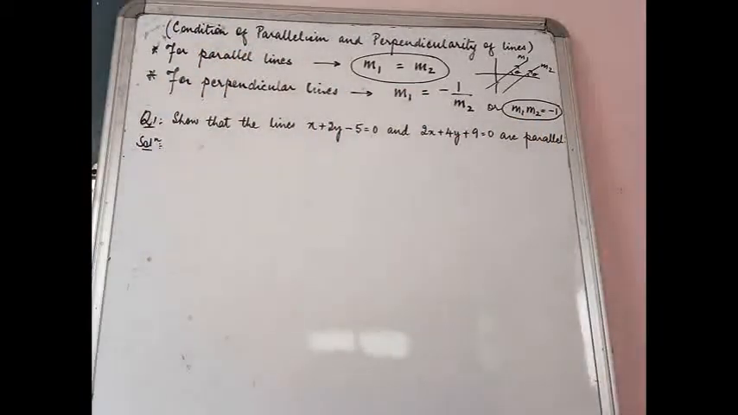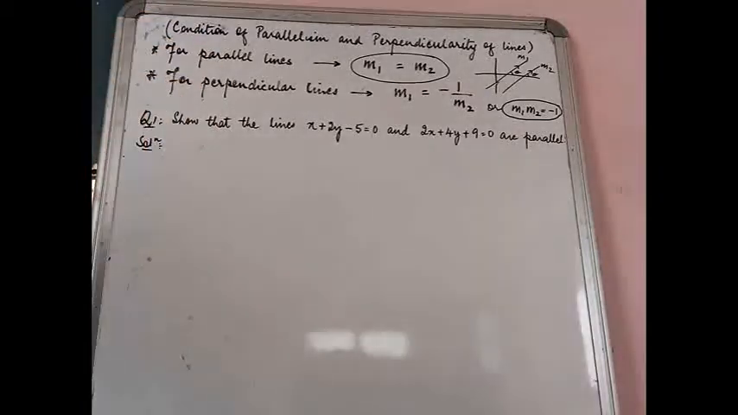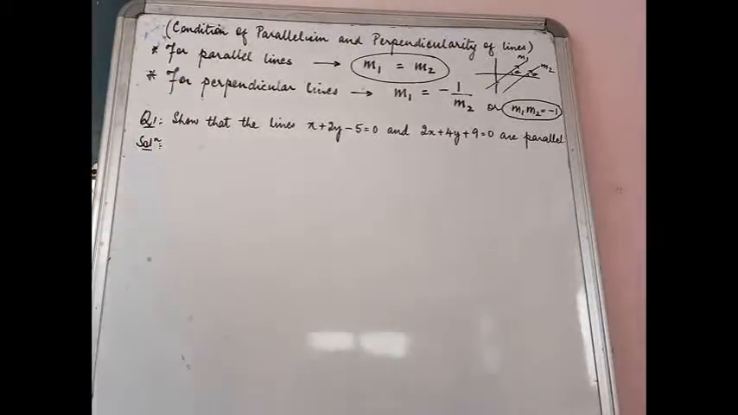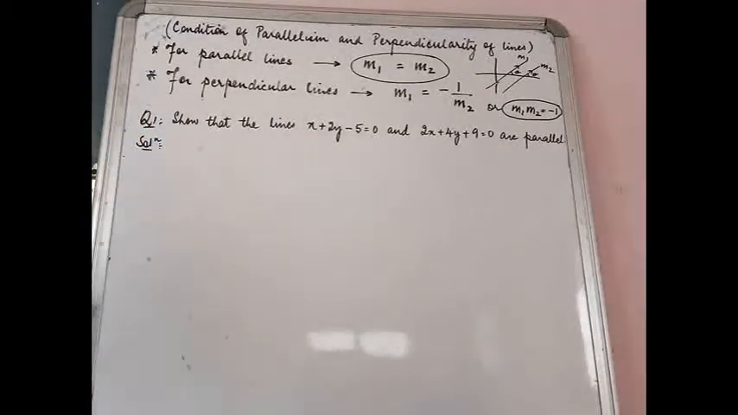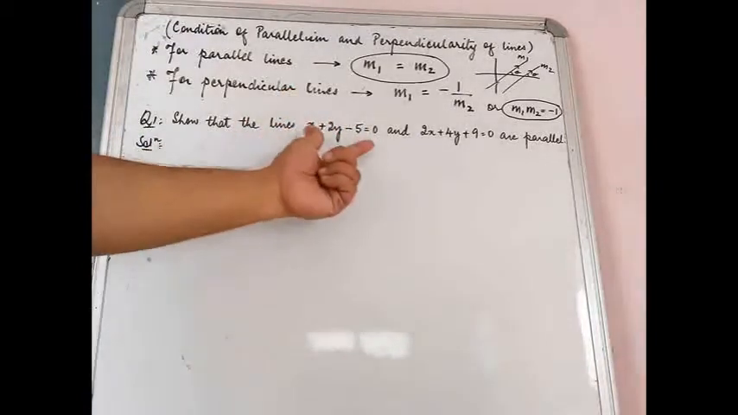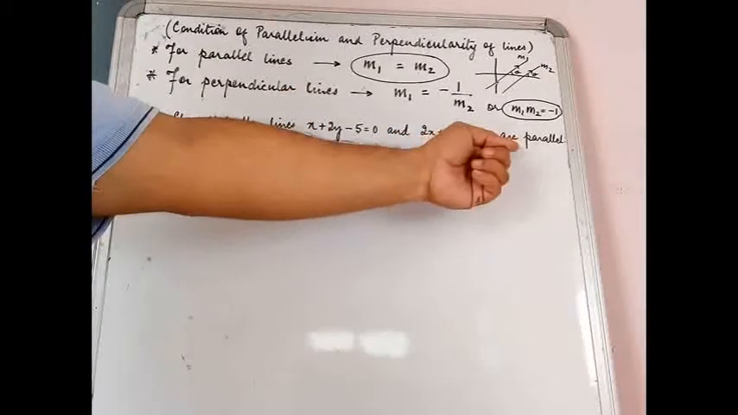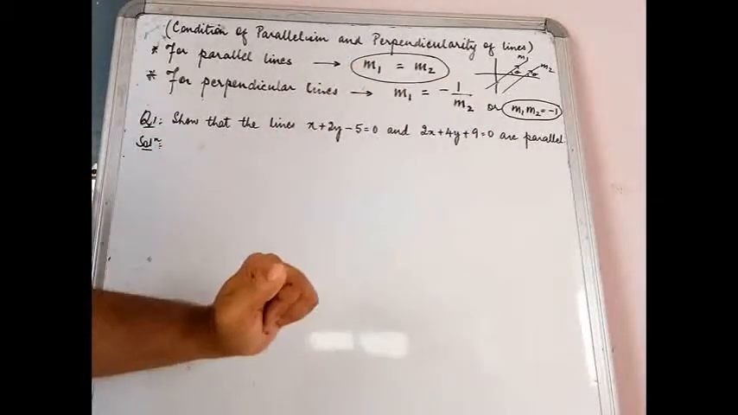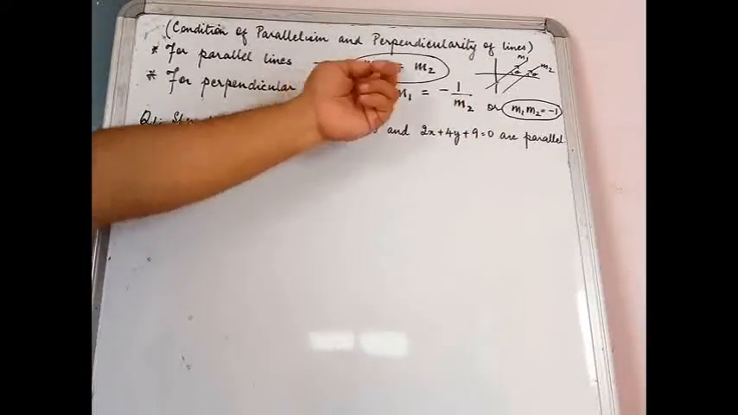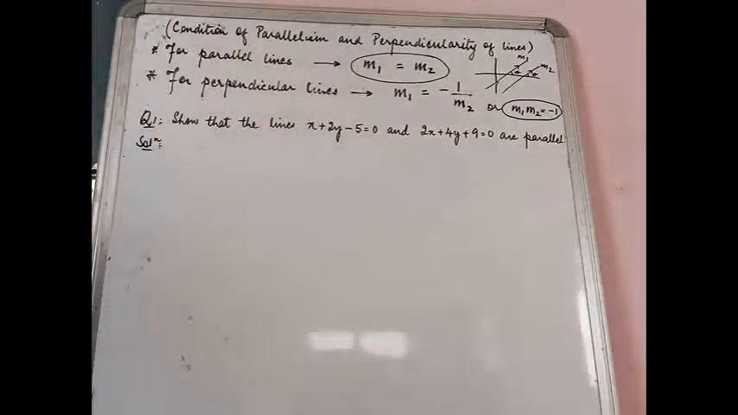Now the proof of this is not in your syllabus, but the application of these things will be there as far as the questions are concerned. So we'll go straight to the questions. Question number 1, we will start with the basic questions first. Show that the lines, this one and this one, are parallel. Immediately, if you have to show that two lines are parallel, you simply have to show that their slopes are equal. So we have to prove that.